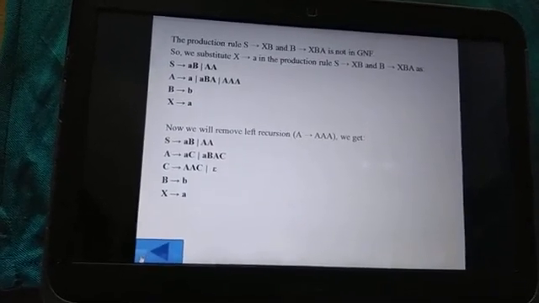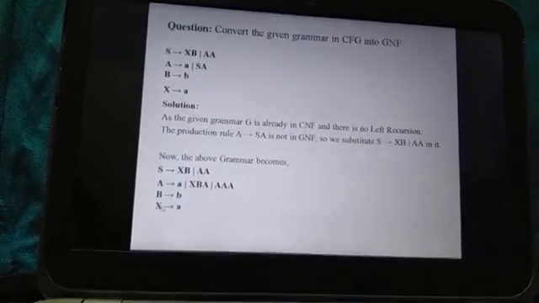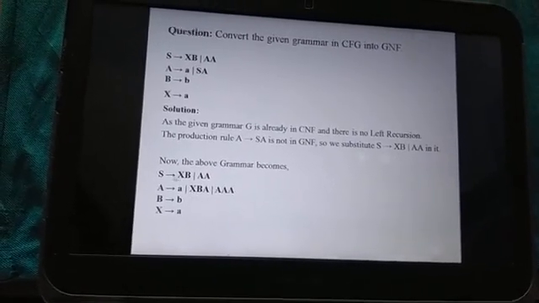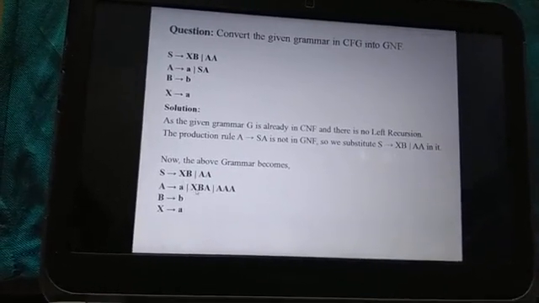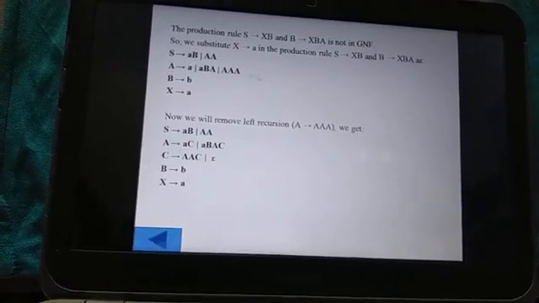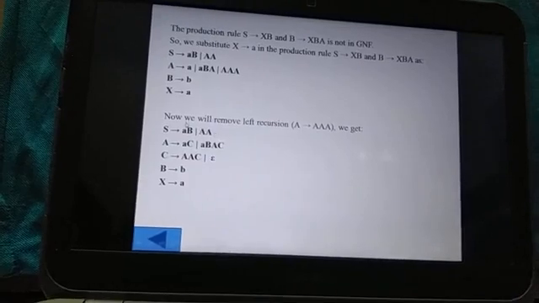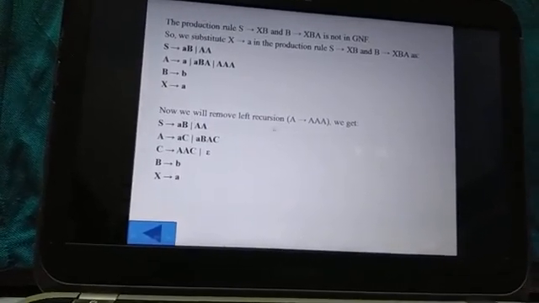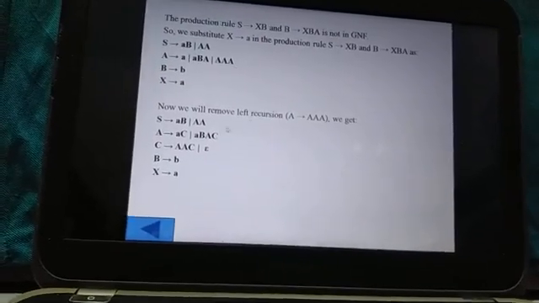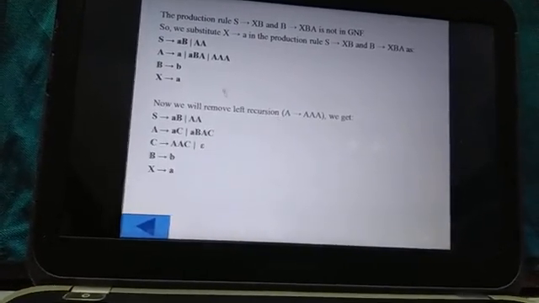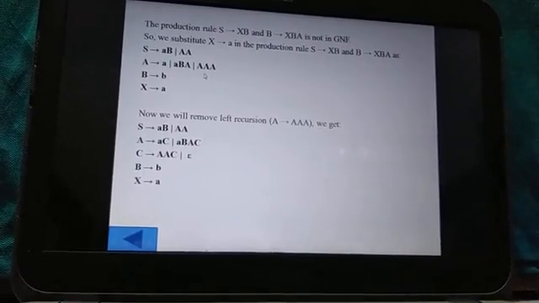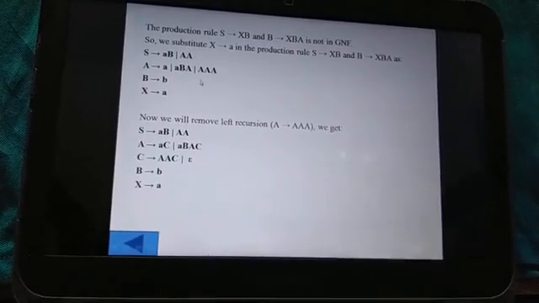We again go to the previous slide. Here we can see that H produces A is also there, so we replace these H by A. So we get this grammar. Now we will remove the left recursion from A produces A. So by removing the left recursion, we need to go to the standard form of elimination of left recursion.